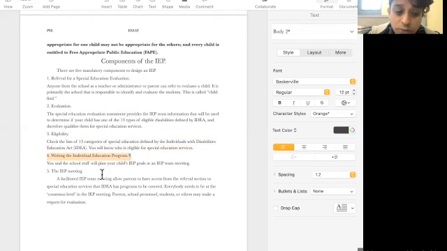4, writing the individual education program. You and your school staff will plan together the child's IEP goals at the IEP team meeting. That IEP team meeting is facilitated, and the IEP team coordinator will allow parents to have access from the referral section to special education services. Everybody needs to be at the consensus level in the IEP meeting, meaning it might not be 100% agreement, but at least agreement at some point. That's consensus level. Parents, school personnel, students, or others may make a request for evaluation.